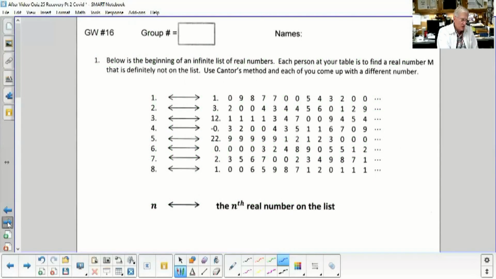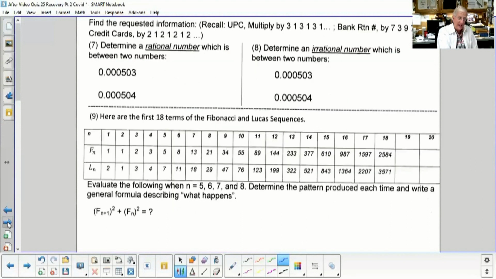On 16, you were supposed to have done the back, correct? Do you think you have problems like 7 and 8 down now? Let's just walk through what the process is. You take the two numbers, add them together, and divide by 2. Once you get that answer, you know that's rational. So you've got your rational number already.